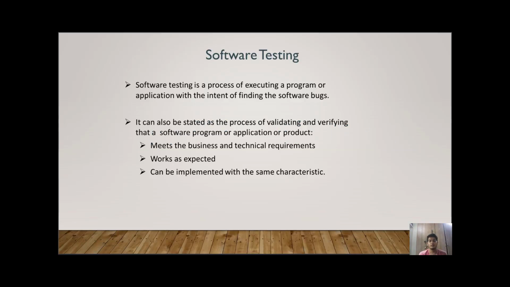Okay, so basically, what is software testing? Software testing is a process of executing a program in search of software bugs. Mainly, it is intended for finding bugs. So, software testing is the process of validating and verifying the software or application product to check that it meets the business and technical requirements and works as expected.